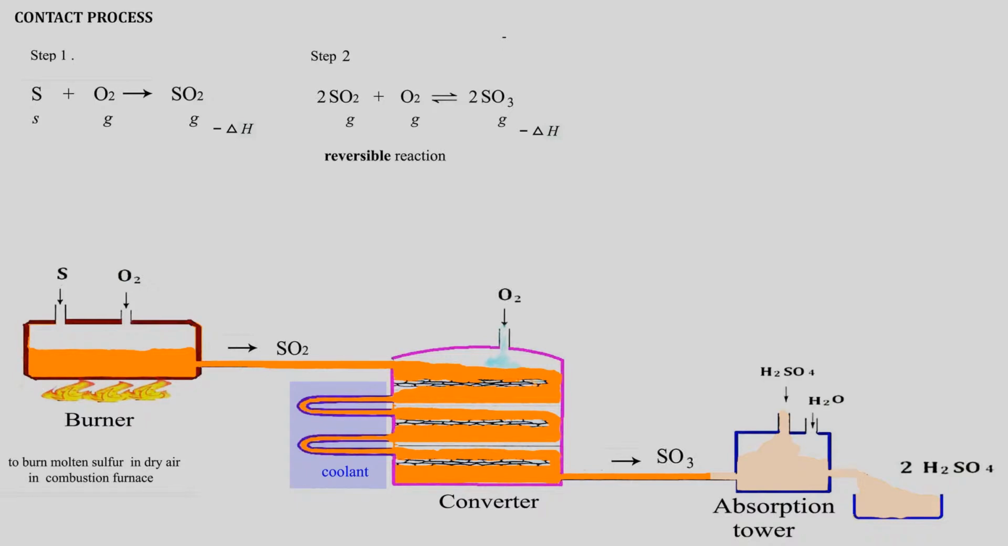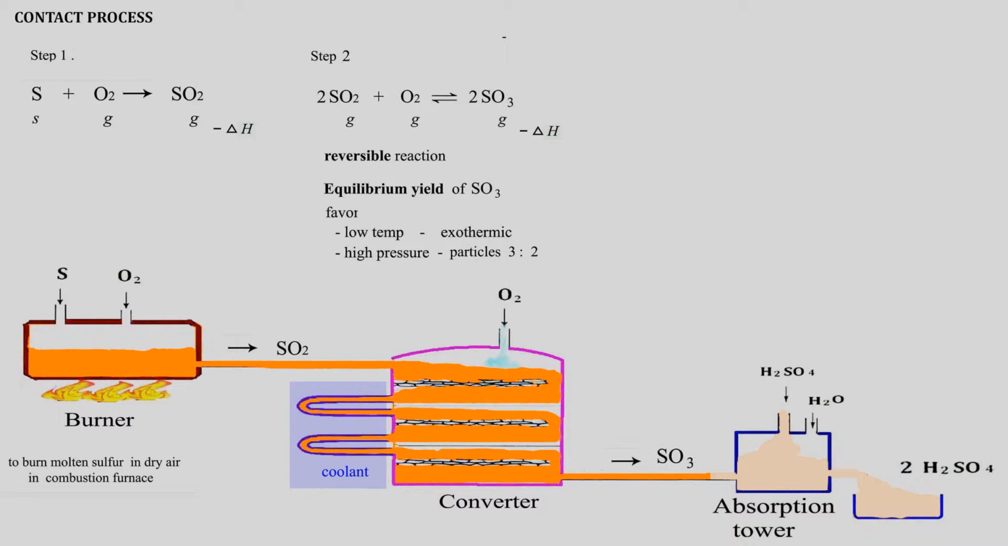This is a reversible reaction. Pay attention. This is a reversible reaction. So you want to have the maximum yield of sulfur trioxide, the product. Le Chatelier's principle applies. It favors low temperature. Why? Because it is exothermic. It will require high pressure to favor the smaller number of particles.